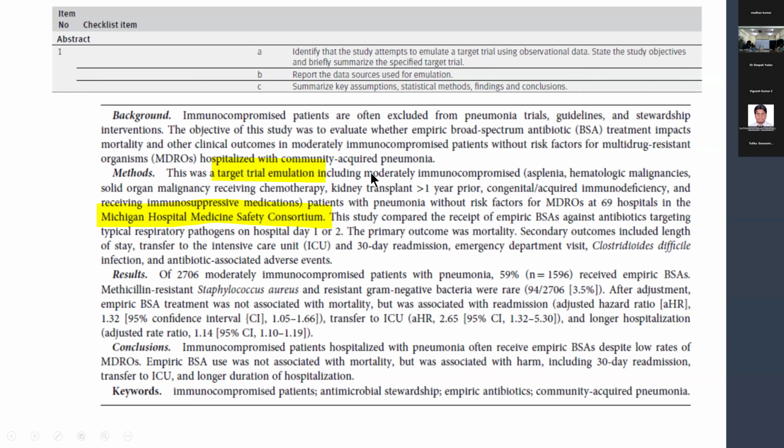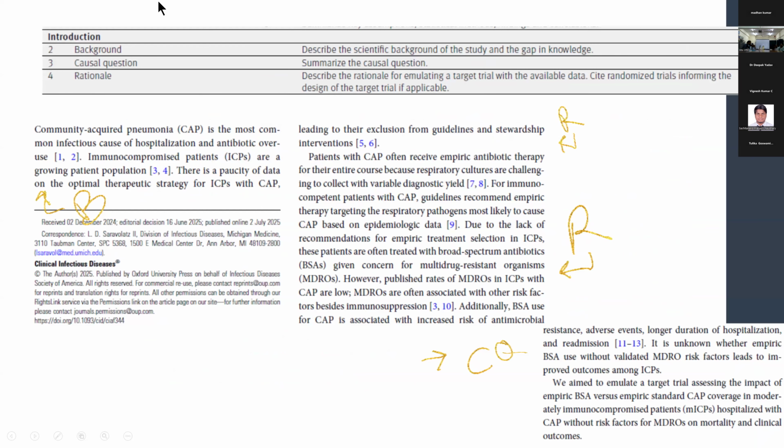Second part is the background. What is the causal question you're trying to answer, and what is the rationale? So they have started with the background, they've given the rationale, and they've looked at what the question is. They have explained what question they're actually looking at. So they're looking at which intervention is better.